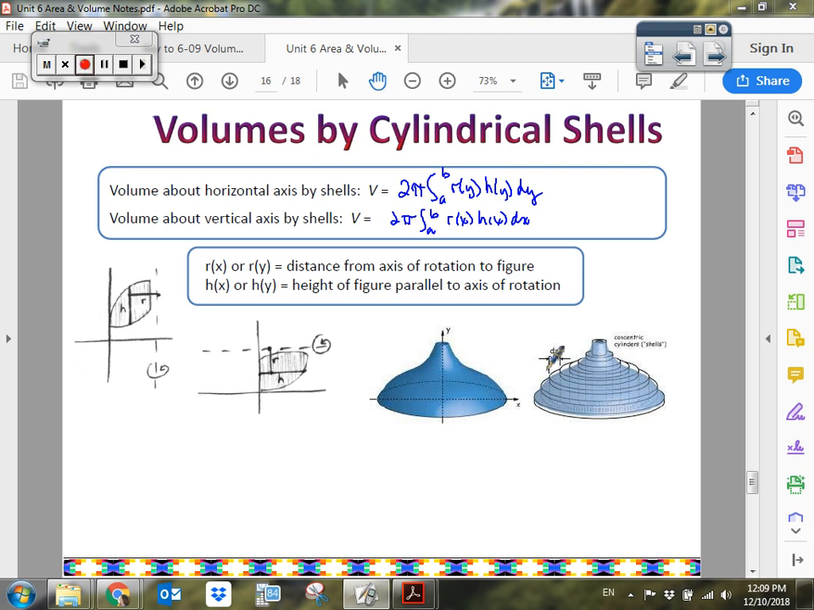Okay, I picked this picture up somewhere on the internet. It's just a demonstration. It's these concentric cylinders. The cylinders are shells, which is where this comes from.